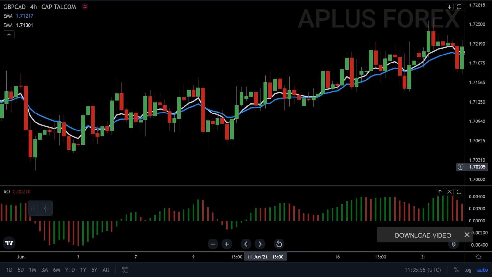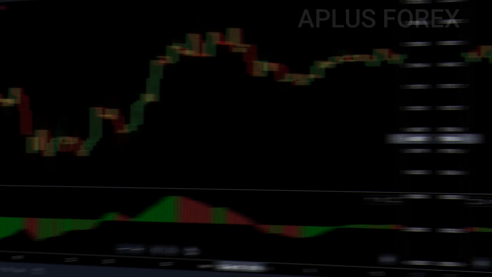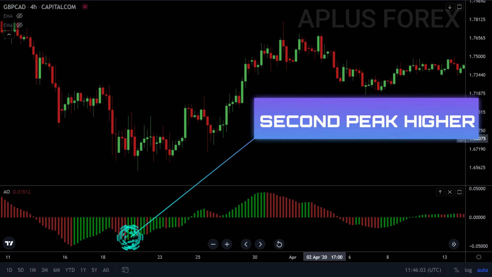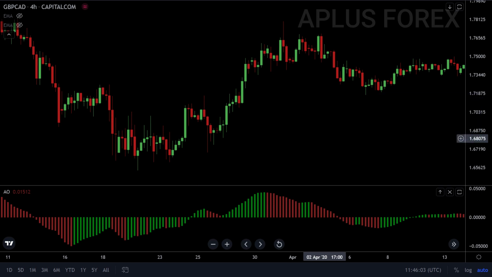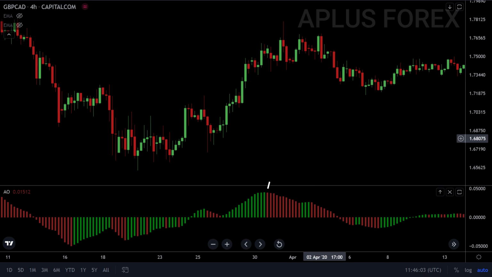The second strategy for the Awesome Oscillator is what we refer to as the Twin Peak Awesome Oscillator strategy. A bullish twin peak occurs when you have two consecutive peaks below the zero line, with the second peak higher than the first and followed by a green bar. Remember that the trough, which is the pullback between the two peaks, should remain below the zero line. Secondly, we have the bearish twin peaks, which appear when there are two peaks above the zero line, with the second peak being lower than the first and followed by a red bar. In addition, the pullback between the peaks should stay above the zero line.